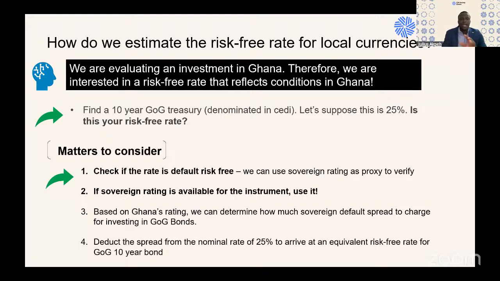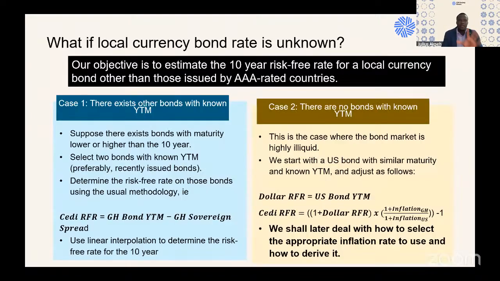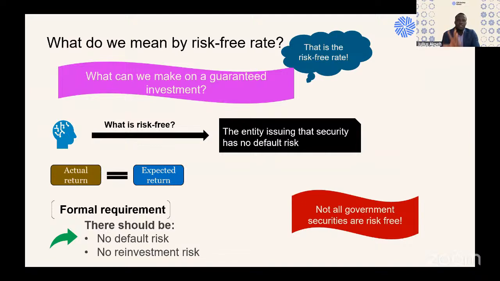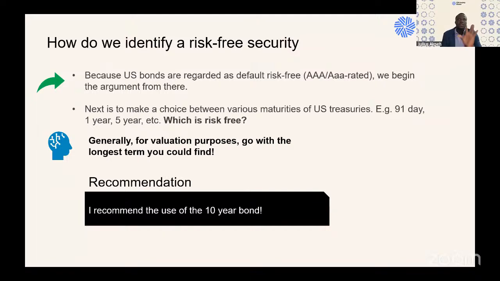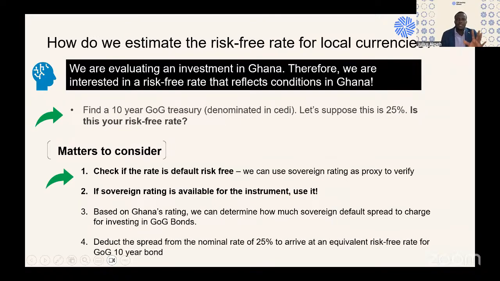Now we've made the argument. Let's look at the arguments from the beginning. We defined what we mean by a risk-free rate. We went ahead to identify a risk-free security, and we said that two criteria must be met. The instrument issuer must have no default risk, and the second is that there must be no reinvestment risk. Those are the things we looked at. Now we went ahead to look at how to estimate the risk-free rate for local currencies. A lot we unwrapped here.